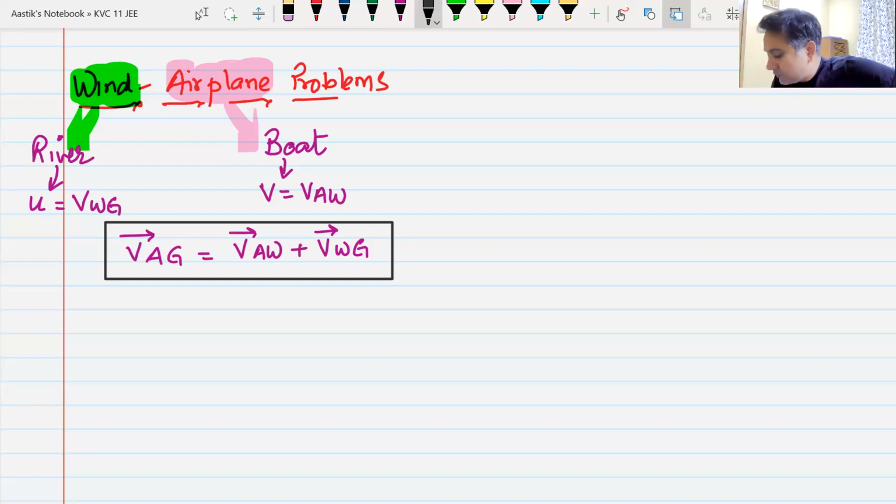Okay. Now, what sort of problem would be here? The problem would be very simple. The airplane will be supposed to go from point A to point B, and then wind will start to move, and we will have to find something.